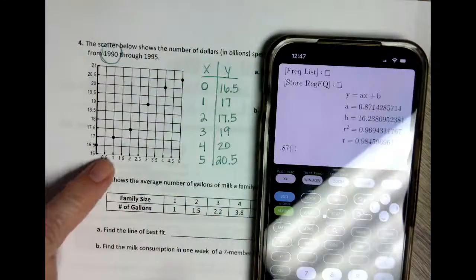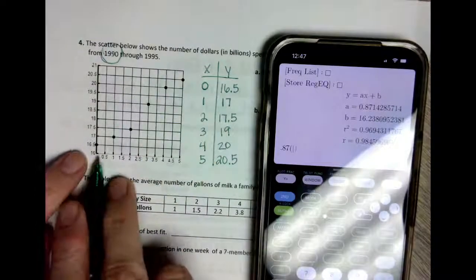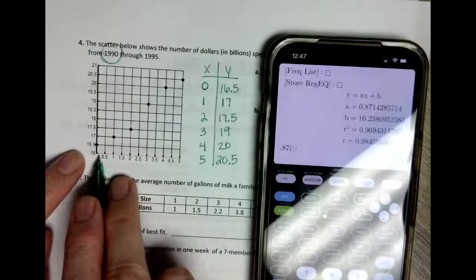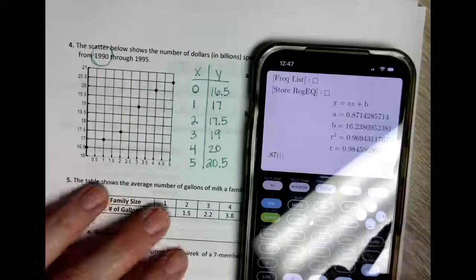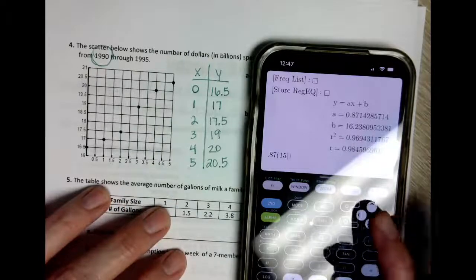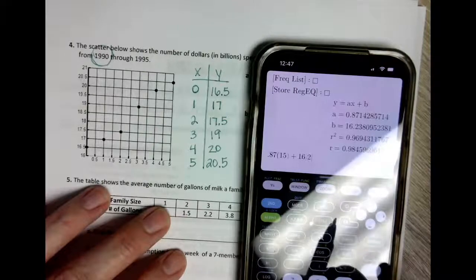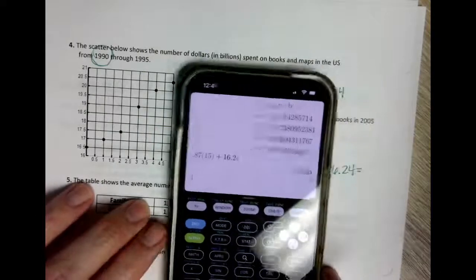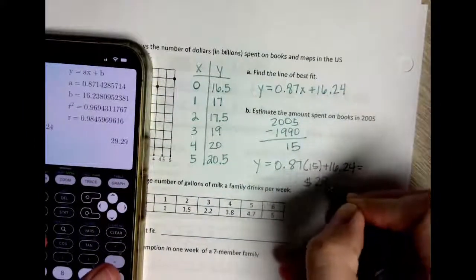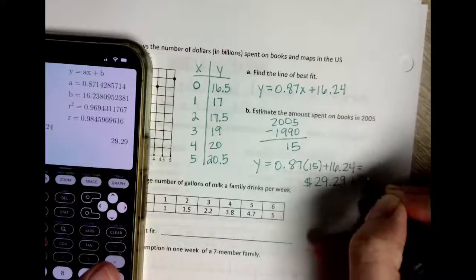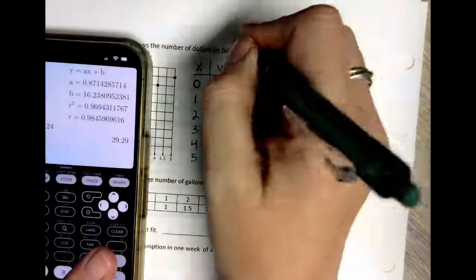So we use the dots on this graph to get the x and y. So our first dot was at (0, 16.5). Our second dot was at (1, 17). So we just wrote down that information. No problem, you weren't in here. Plus 16.24. I got 29.29. So my answer is 29.29 billion. Why is it billion? Because the instructions told us it was.